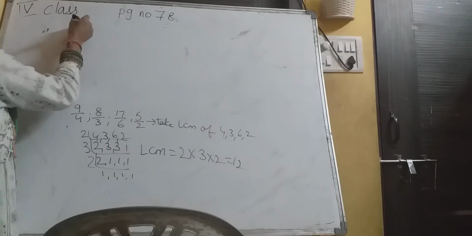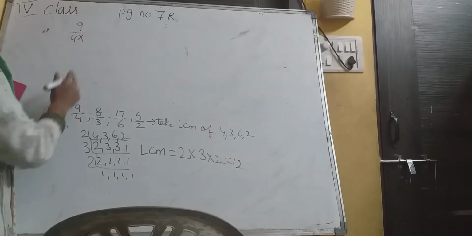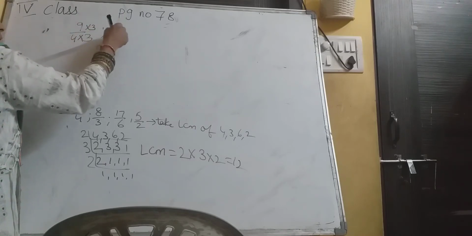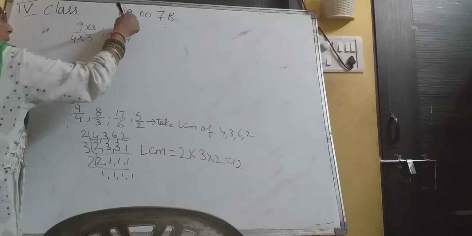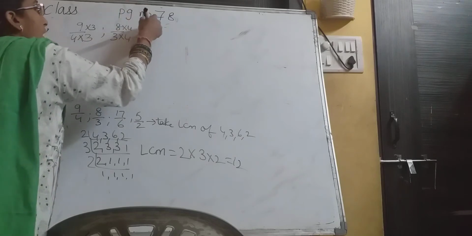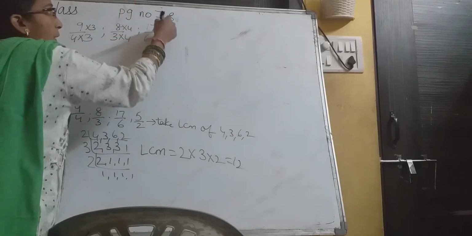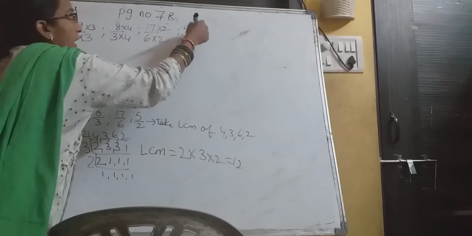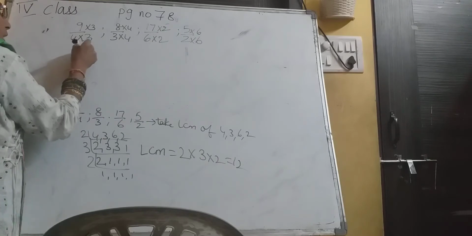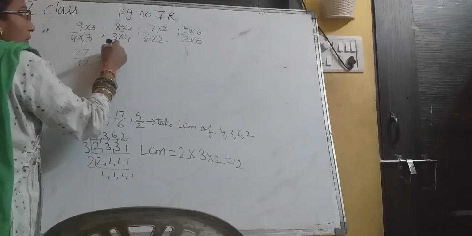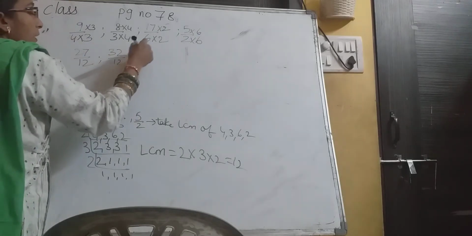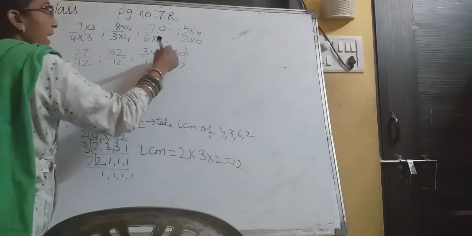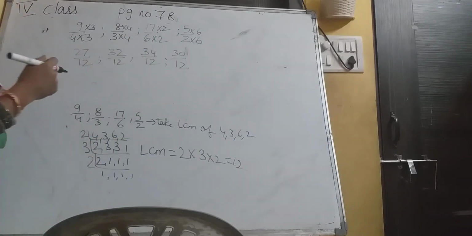So, 9 by 4. In the 4 table, when does 12 come? 4 3s are 12. Comma, 8 by 3. In the 3 table, when does 12 come? 3 4s are 12. Now 17 by 6. In the 6 table, 12. 6 2s are 12. Now 5 by 2. In the 2 table, 12, 2 6s. Now 9 3s are 27 by 12, 32 by 12, 34 by 12, 30 by 12. Yes, these are the fractions we got. Here we got all the 12 as denominator.